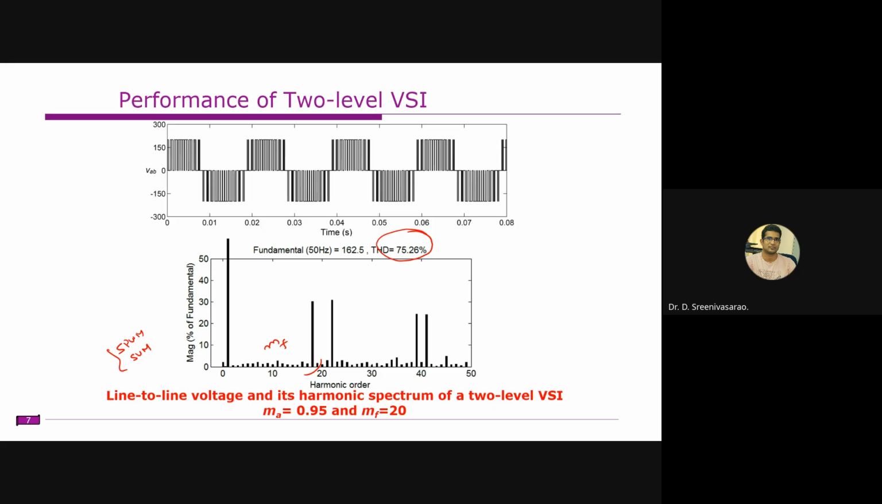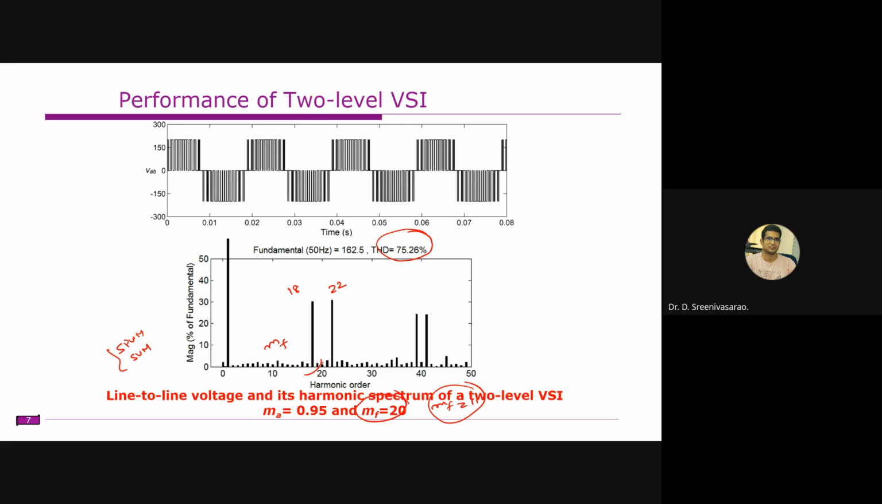Right, we have 20. If MF is selected as 20, we have 20th order harmonics. So this will be around the 18th harmonic, and this may be the 22nd order harmonic. That means even order harmonics are there. If you make MF as 21, in that case, we can eliminate the even order harmonics as well.